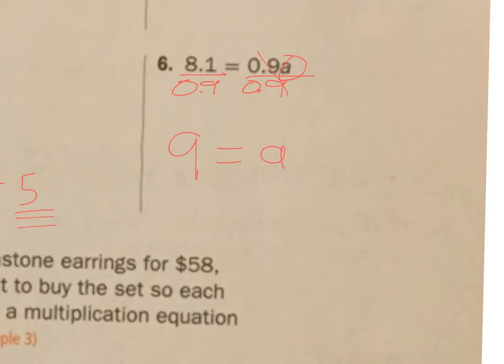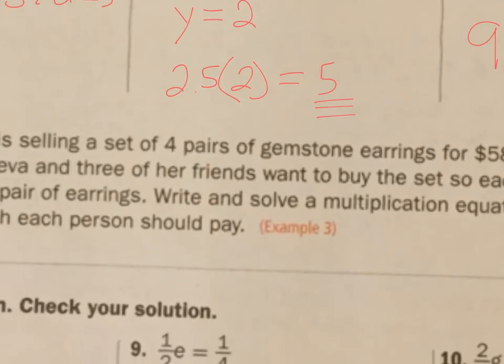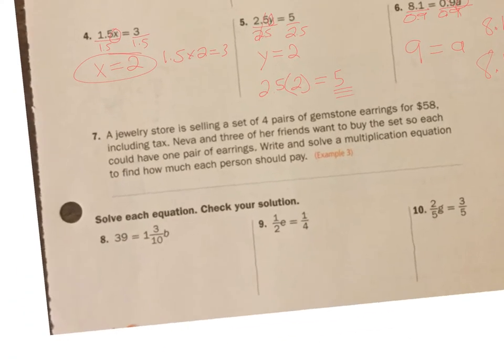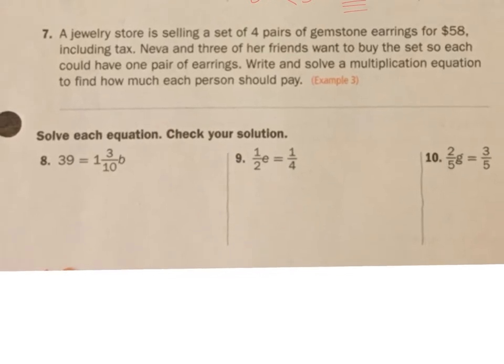So let me check to make sure it's good. 8.1 equals 0.9 times 9. And so I go 9 times 0.9, and that equals 8.1, which equals 8.1. It is accurate. Let's move on. Number 7. Okay, I got to pull out here. Number 7. There we go.